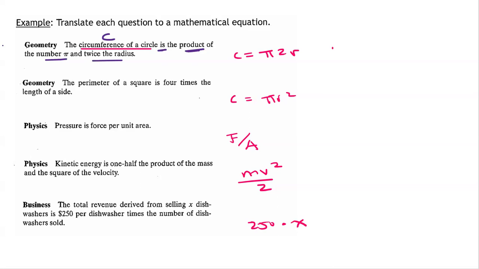So you can write it like this. This is perfectly acceptable. Or in traditional terms, it would be like 2 pi r. But they're the same thing. So very good. Check. All right, let's look at the second one.